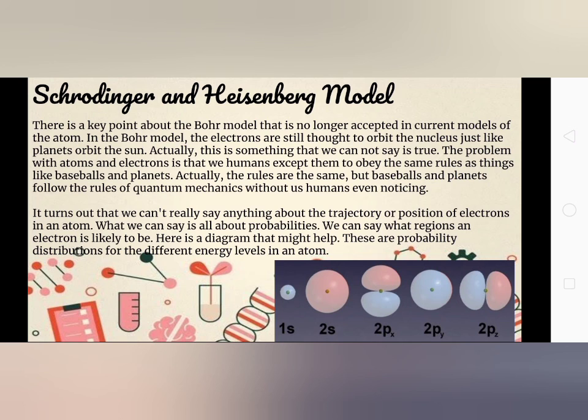We can say what regions an electron is likely to be in. Here is a diagram that might help. There are probability distributions for the different energy levels in an atom.